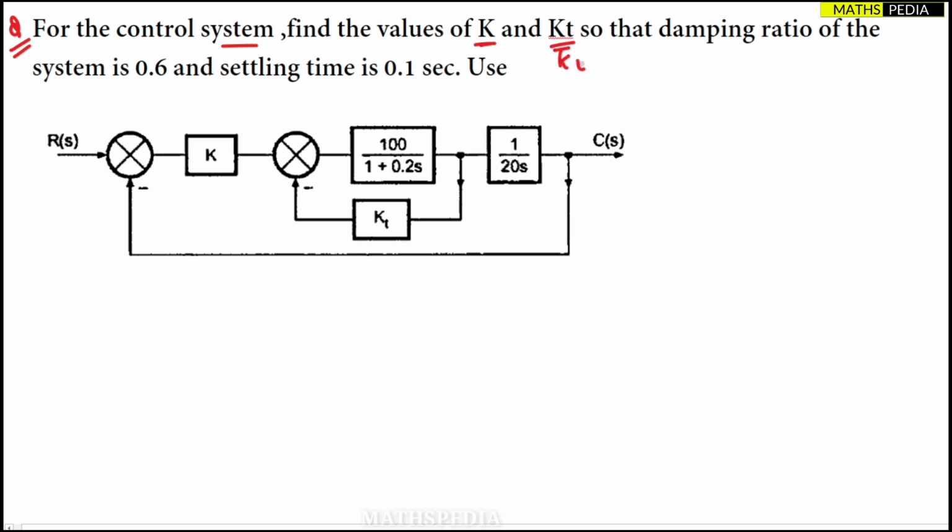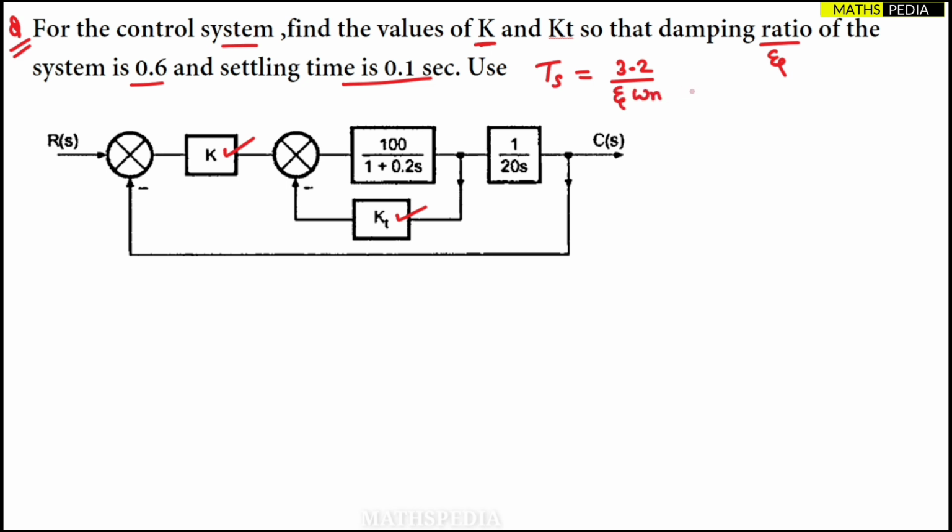Kt, script t, is here, k is sitting over here. We have to find those values so that the damping ratio of the system is 0.6. Damping ratio zeta value is 0.6, and the settling time is 0.1 seconds. Now they have said that you can use the Ts formula as 3.2 by zeta omega n.